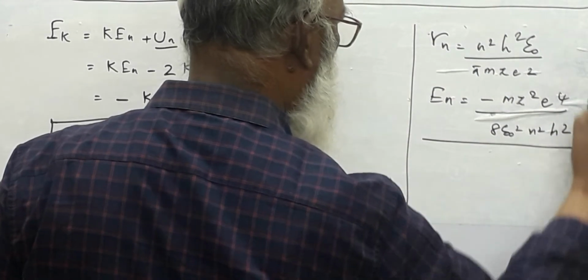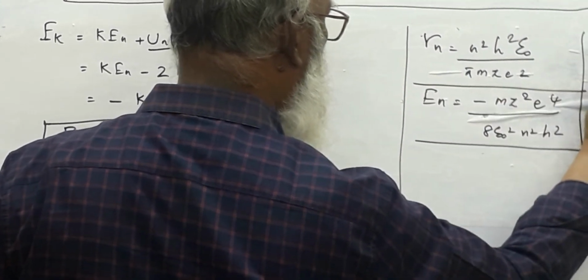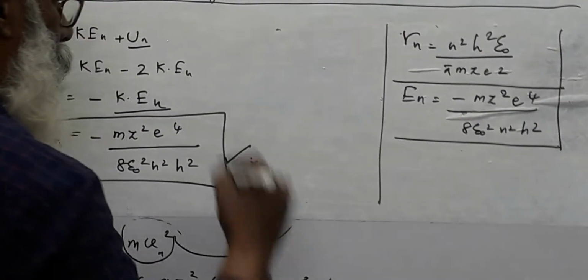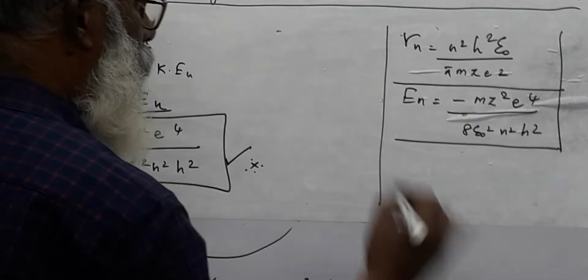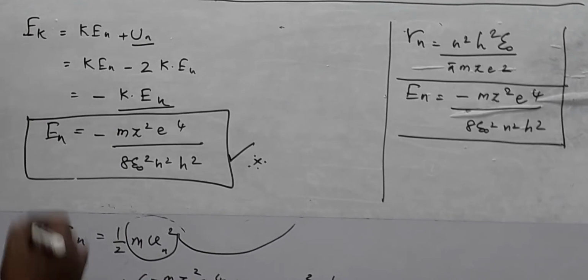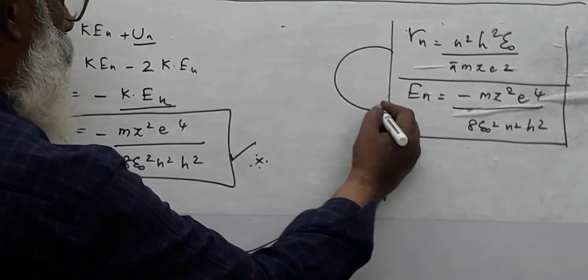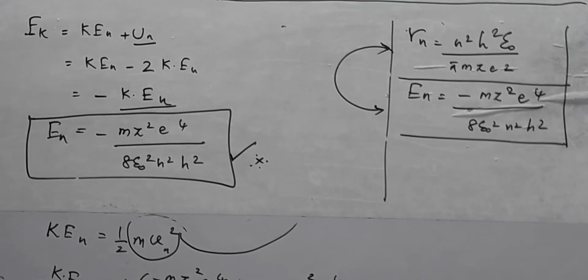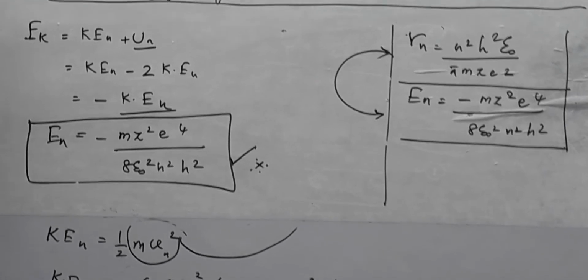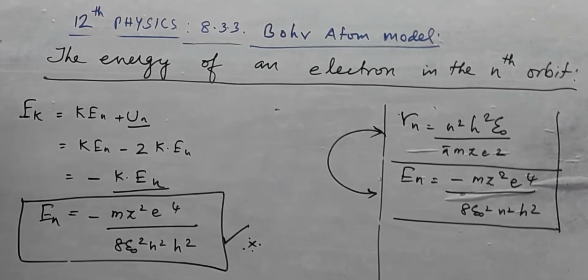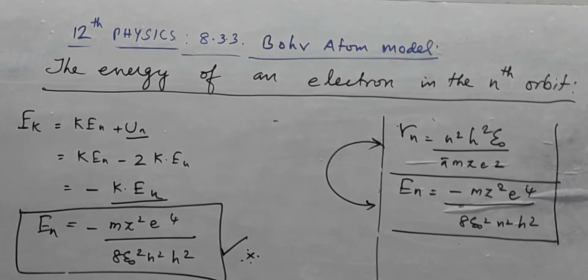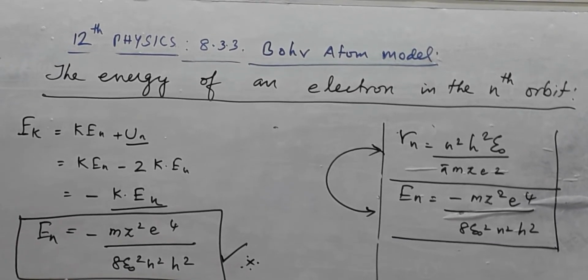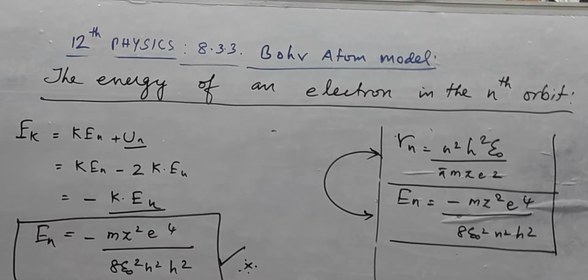These both equations are very important to solve 5 mark sums, 3 mark sums, 2 mark questions or 1 mark questions, whatever may be asked, in the NEET exam and everywhere. Both equations are very essential. This is a fantastic equation derived by Bohr, the total energy of an electron in the nth orbit.